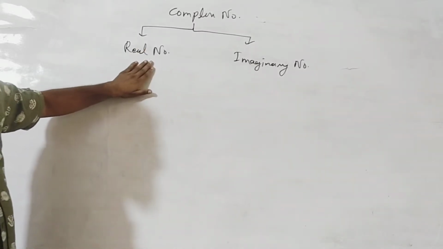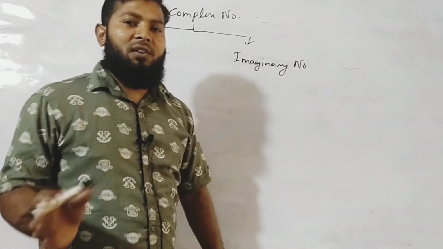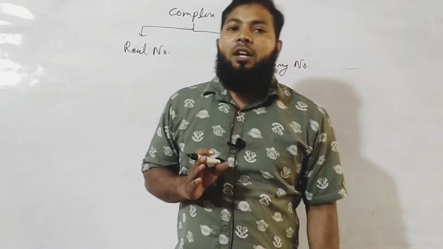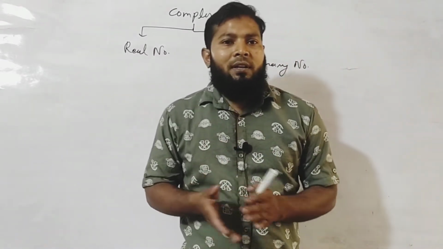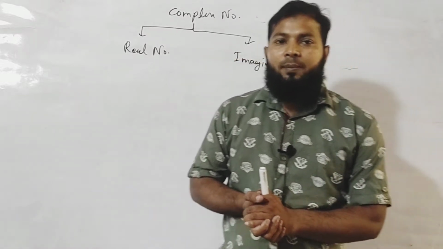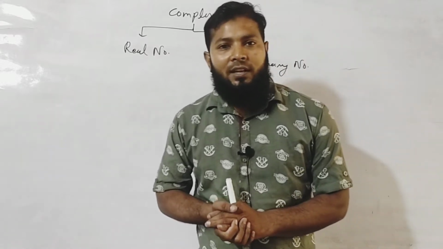Real numbers are also classified into two parts: rational and irrational. Rational numbers are also classified into two parts: fractional and integer. And integers are classified into three parts: negative integers, positive integers, and zero. And further, there are different types of numbers like natural numbers, even numbers, odd numbers, prime numbers. All of this number system you have studied in class 9th and 10th also.